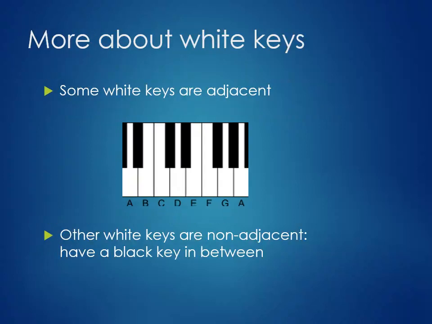Note that some of these white keys are adjacent. Here we have B up to C and E up to F. Other white keys are non-adjacent. They have a black key in between. So for instance, going from A up to B, from C up to D, from F up to G, and from G up to A.